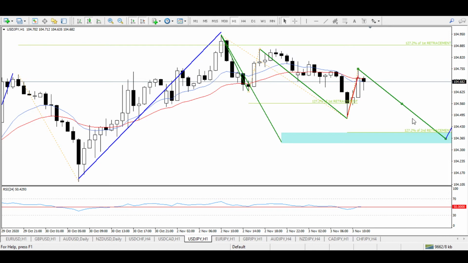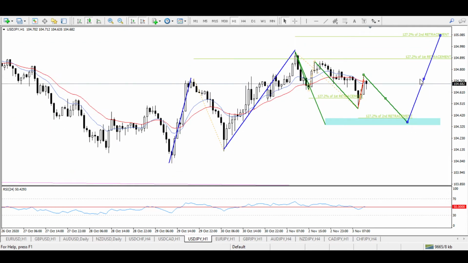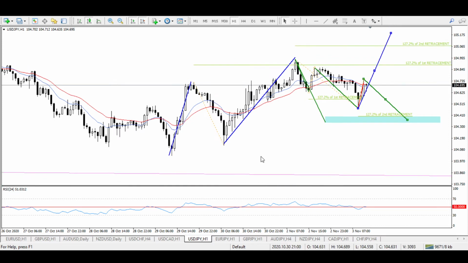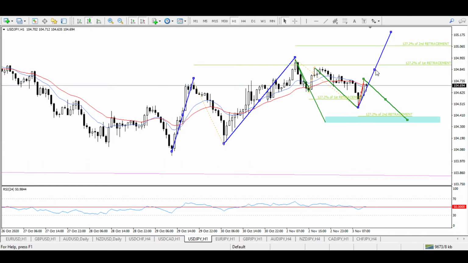Otherwise there is a chance that the market can continue right from here, and this 3 drive can be completed in this style. Like this can be the first drive, second drive, and this drive can continue right from here, and it can go like this, and it can complete at this point.